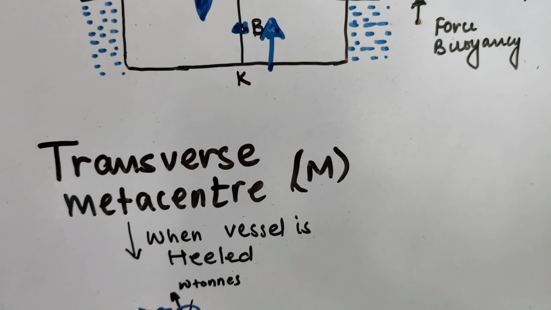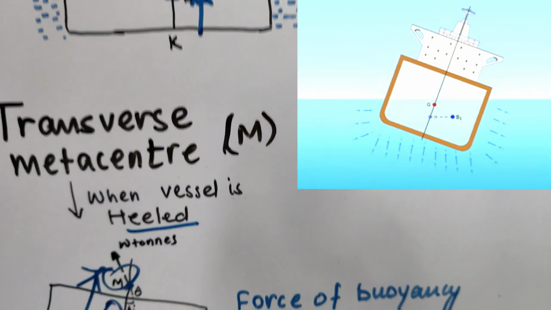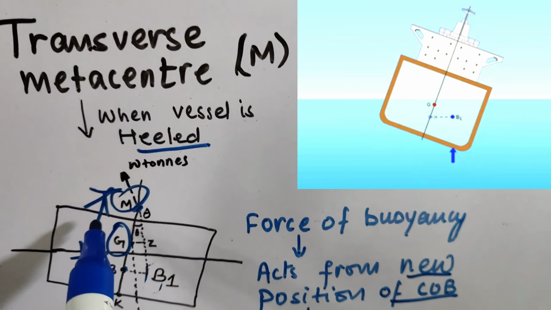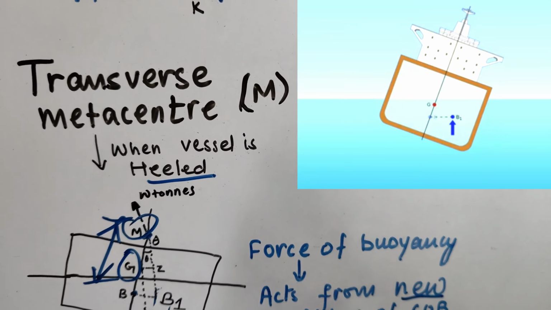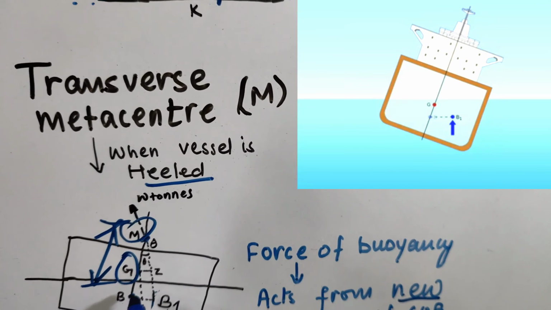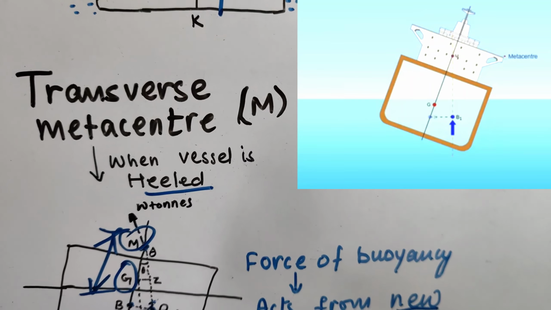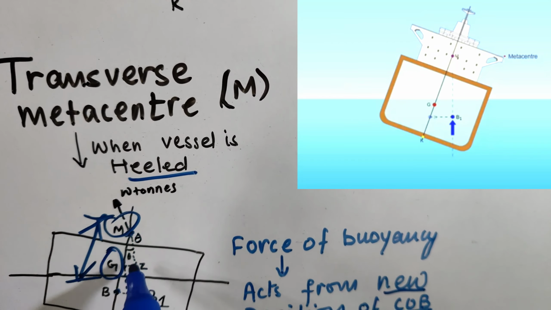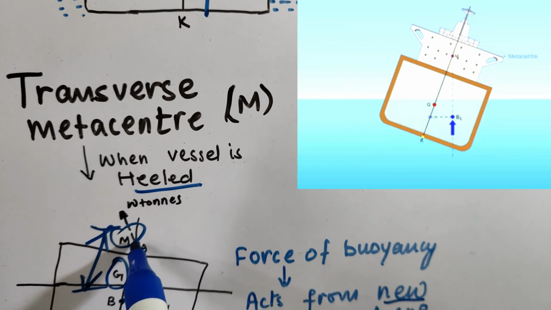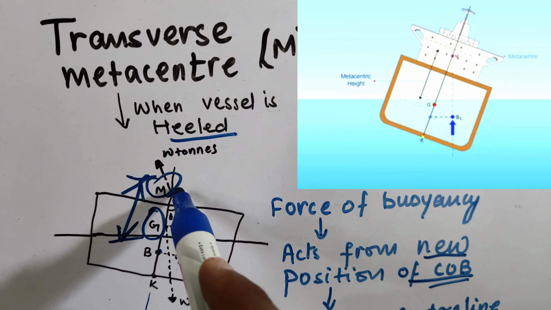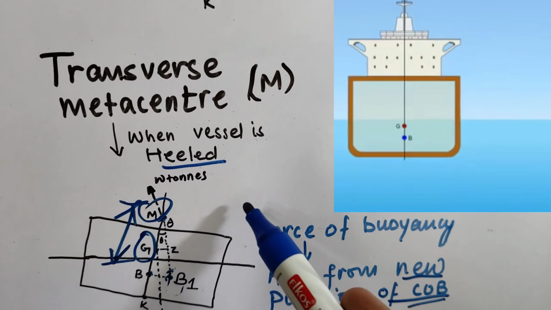Then we will discuss transverse metacentre. When the vessel is heeled, not listed, as you can see in this picture, the force of buoyancy acts from a new position of center of buoyancy. The center of buoyancy is shifted from B to B1, and the force of buoyancy acts upwards. This line of force of buoyancy cuts the center line at a position M, and this position M is known as transverse metacentre.